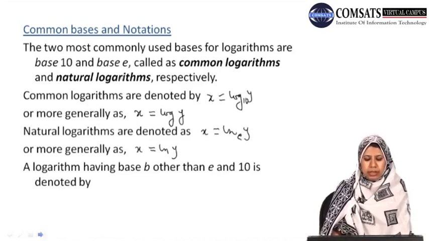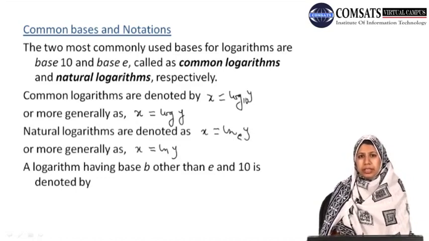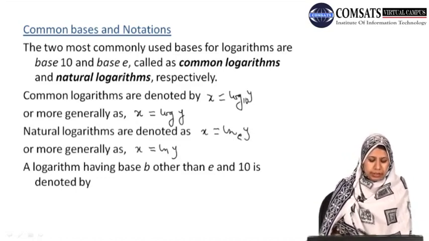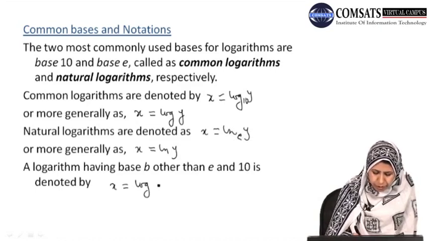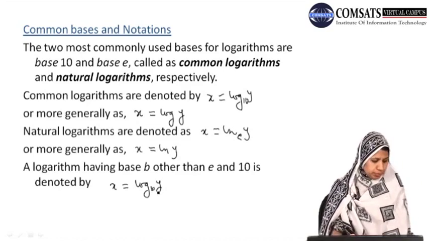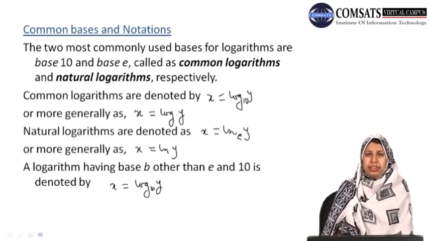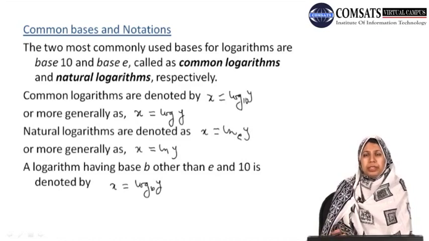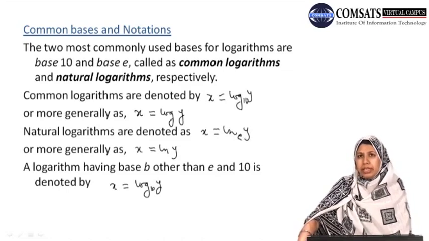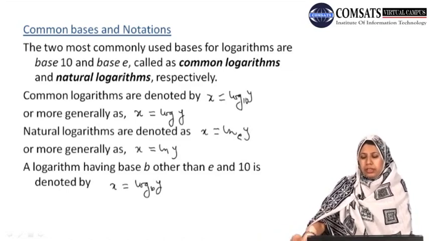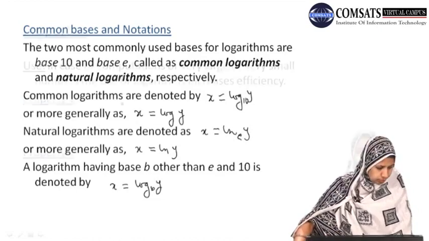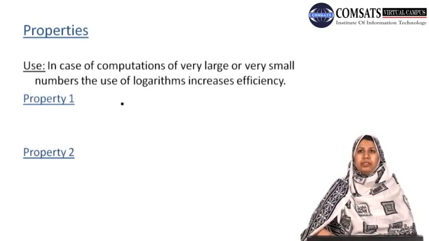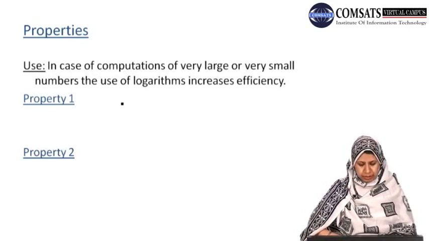If we have a logarithm having a base b other than 10 or e, then we write it as x is equal to log of y to the base b. Generally we write it this way if we don't know which base we are using, or if we are using some base other than 10 or e. Now we come to some properties of our logarithmic functions.